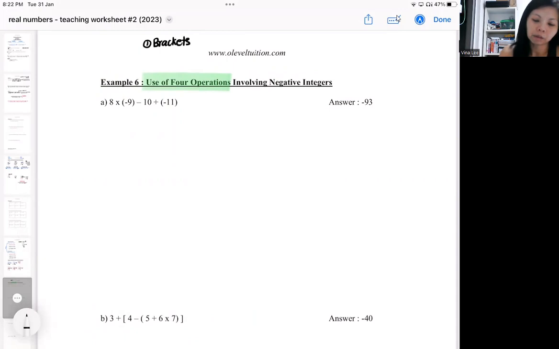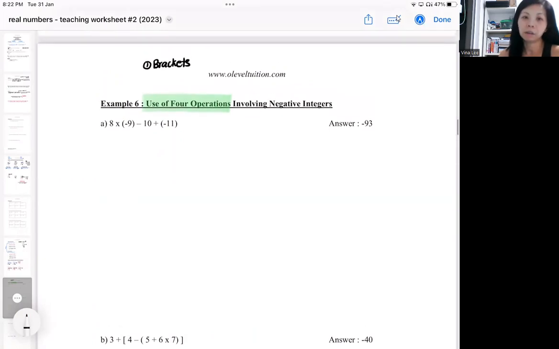The thing is, when you are doing brackets in secondary, there will be a variety of brackets. In a while I will show you. Then after that, you will handle the times and divide. Then subsequently, it will be the plus and minus.